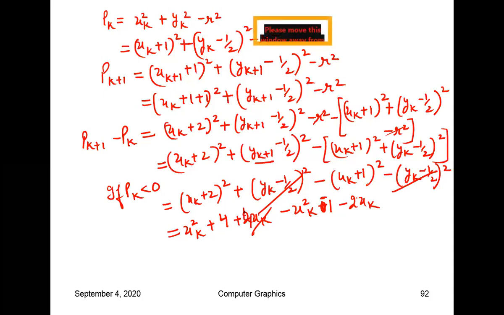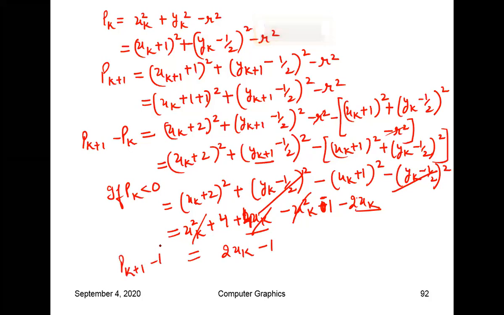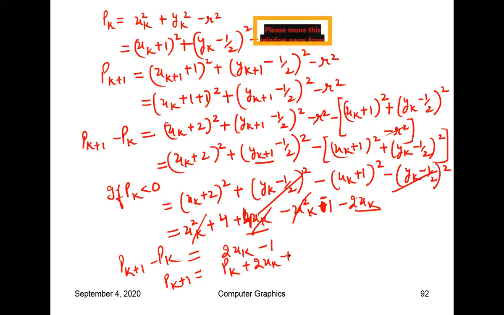This will be 4xk, sorry. So this gets cancelled, x square k, and this will be 2xk minus 1, and this will be pk plus 1 minus pk. So at the end, pk plus 1 is equal to pk plus 2xk minus 1. This is one equation when we are taking the upper pixel.